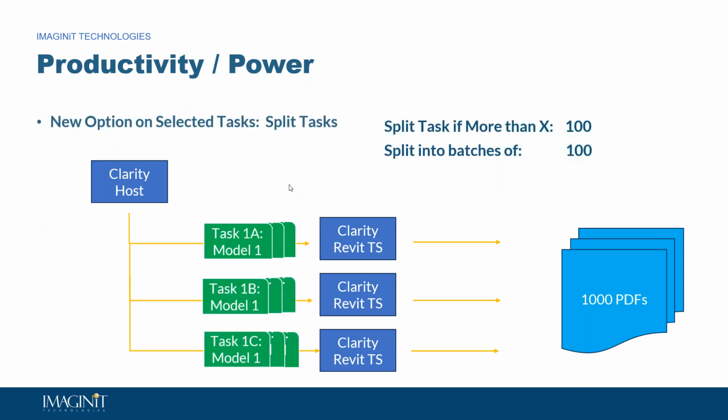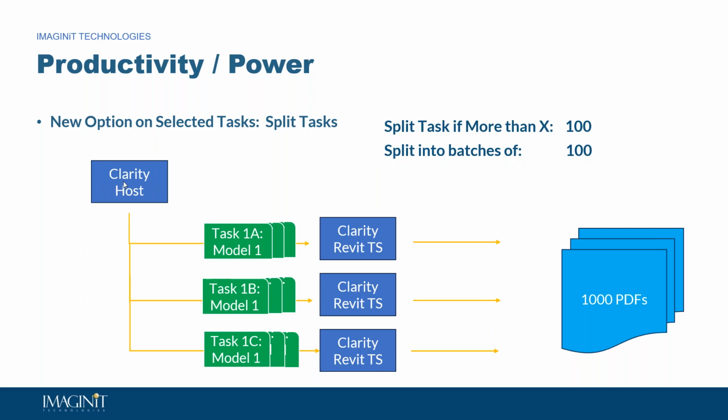So what we've done in Clarity 2024.1 to help in this kind of situation is for you to be able to go in and identify that you'd like to be able to split tasks up. And the concept is that for the task types that support this kind of operation, and we'll talk about that in a minute, you can say, for my PDF task, for example, if there's more than X number of sheets, I want you to split that into batches.